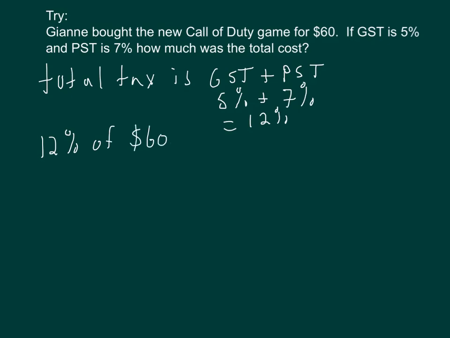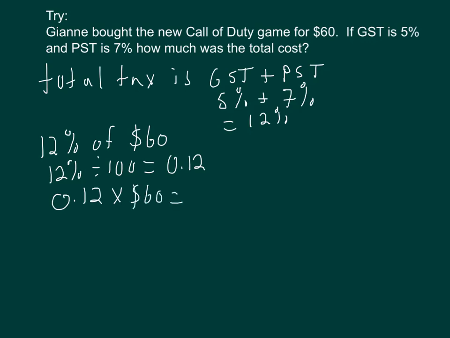12% of 60, well, I've got to take my number, my 12, and divide it by 100, to which I get 0.12. Then all I'm going to do is multiply my decimal, 0.12, by $60, which gives me, I'm going to do a calculation here quick, $7.20. That's how much tax. So total tax is $7.20.